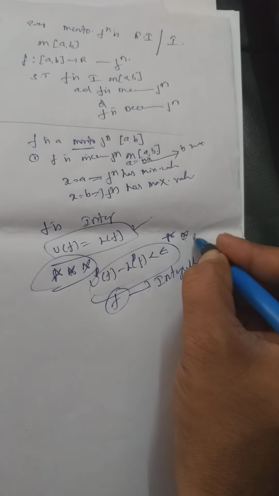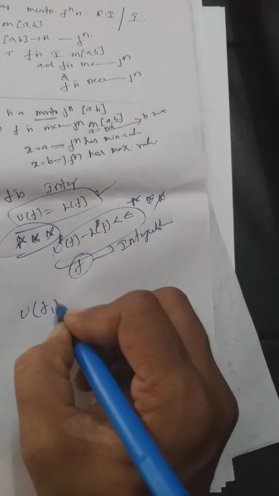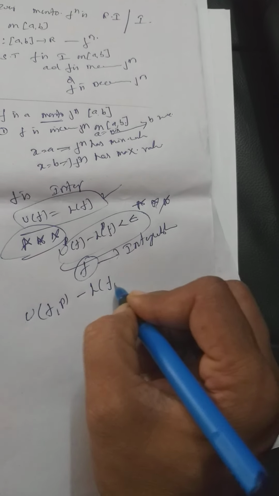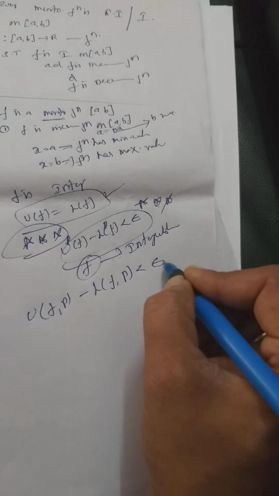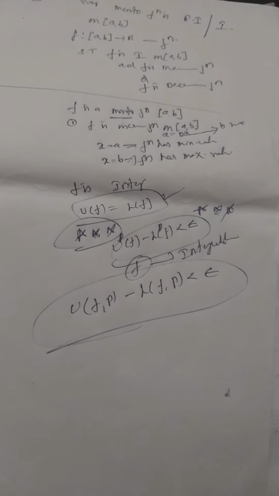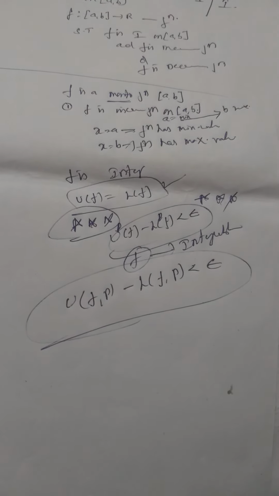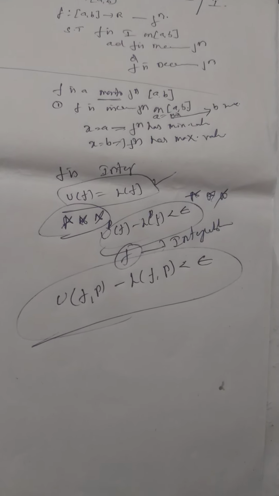Always we use this condition. That means U(f, P) minus L(f, P) is less than epsilon. If this condition is satisfied by the given function with respect to any partition, then we can say that f is integrable.